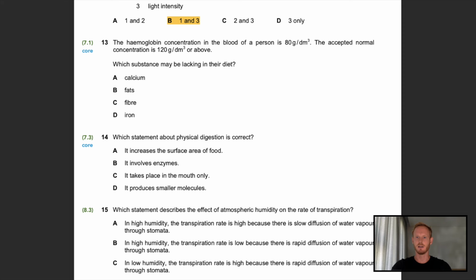Number 13. The hemoglobin concentration in the blood of a person is 80 grams per decimeter cubed. The accepted normal concentration is 120 grams per decimeter cubed or above. So this person has lower than normal hemoglobin levels. Which substance may be lacking in their diet? So in topic 7.1 we learned that iron is needed to form hemoglobin. So the answer we're looking for is D.